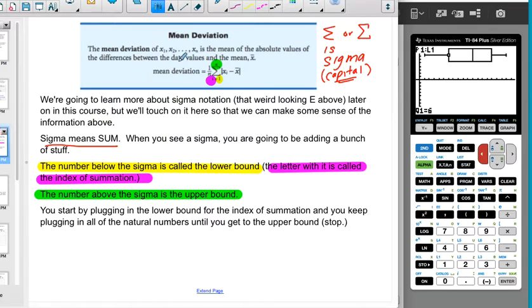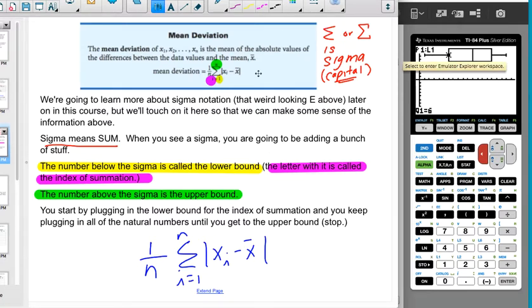The mean deviation of the data set x1, x2, x3, etc., up to xn is the mean of the absolute values of the differences between the data values and the mean, which is x with that line over it, right? That's the mean. So the way that's written is 1 over n, a sigma from i equals 1 to n, and then the absolute value of x sub i minus the mean. Okay, this looks incredibly daunting.